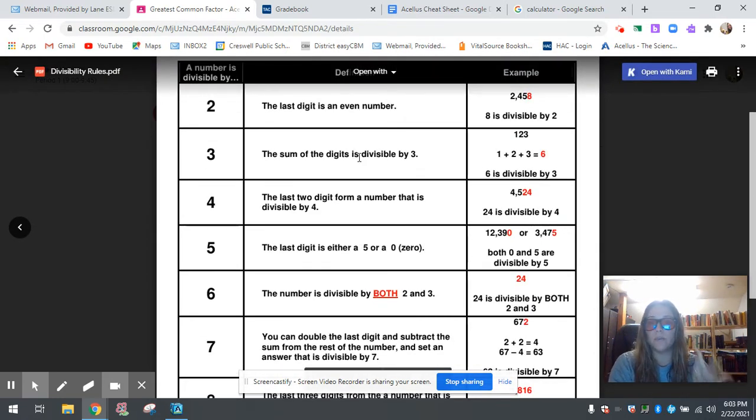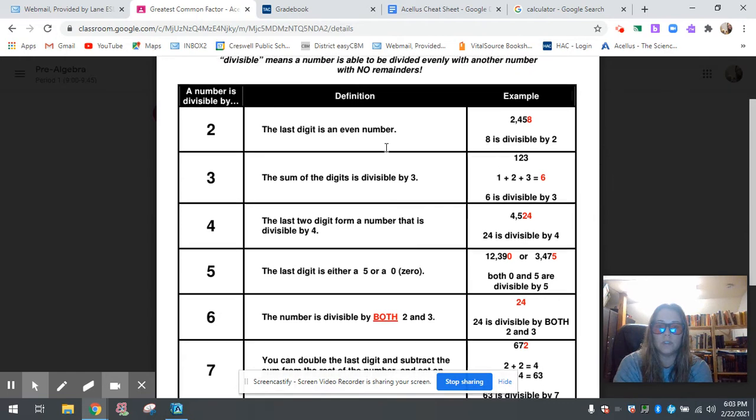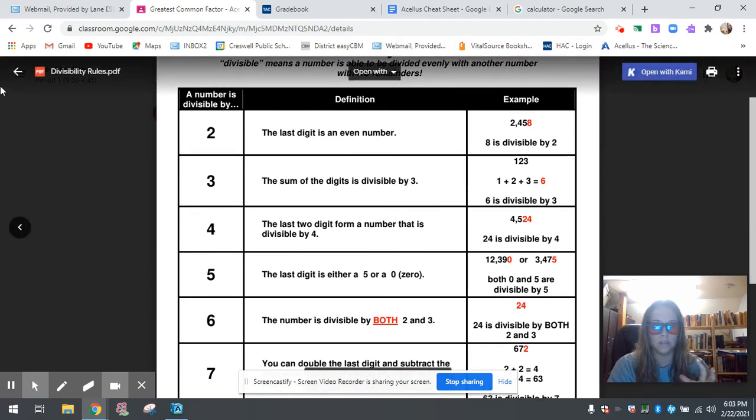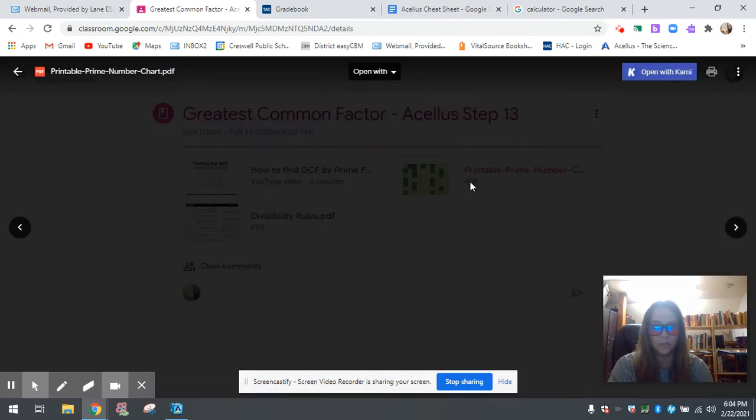And then I go to 3, and if the sum of the digits, meaning if you add the digits in the number together, is divisible by 3, then the whole number is divisible by 3. So once you learn some of these rules, starting your factor tree gets a lot easier. So I've posted that. I also posted this prime number chart.